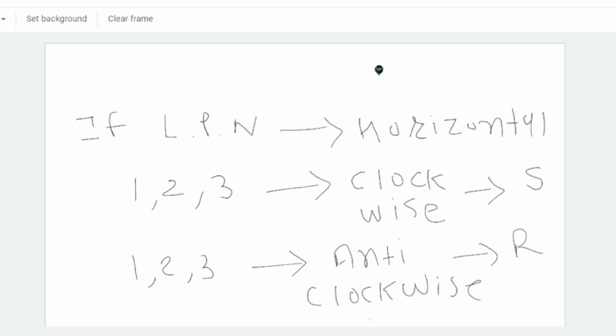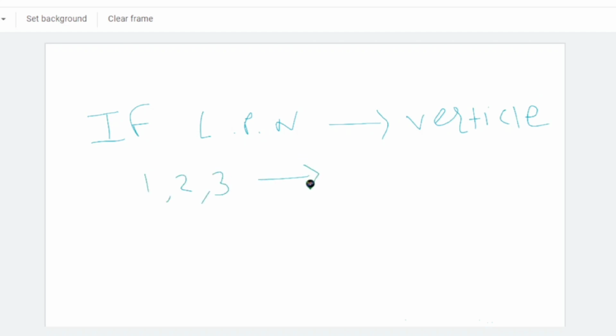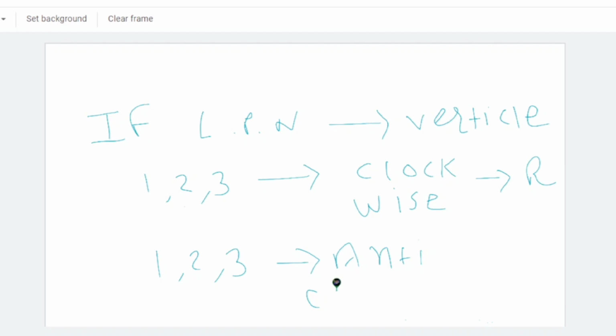That is the first concept. Then the second concept: if the functional group having the lowest priority is on the vertical line, then look at the 1, 2, 3 order. If the 1, 2, 3 order is clockwise, you should give R. And if the 1, 2, 3 order is anti-clockwise, you should give S.